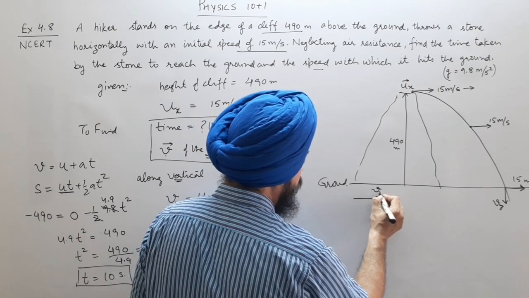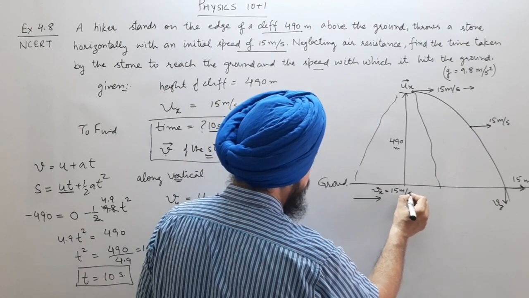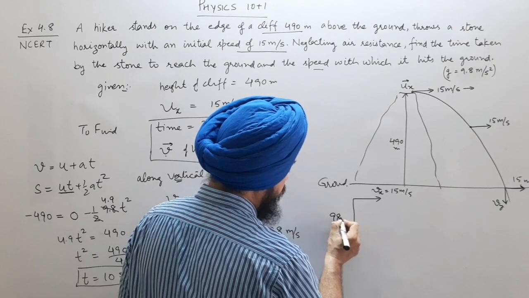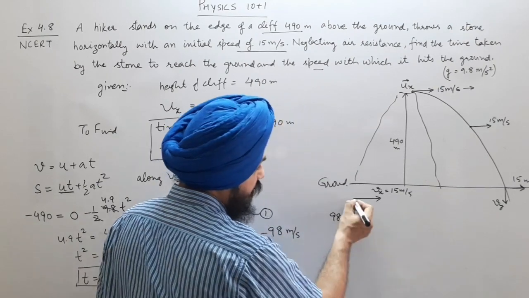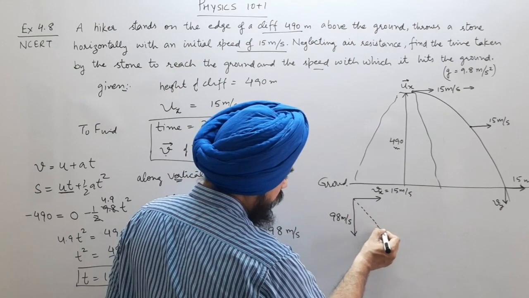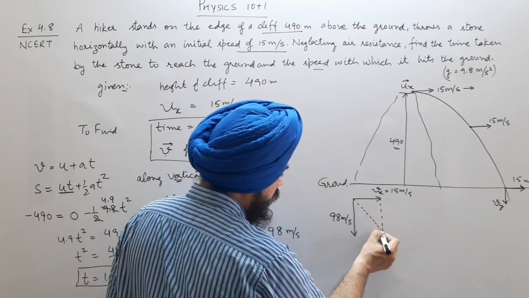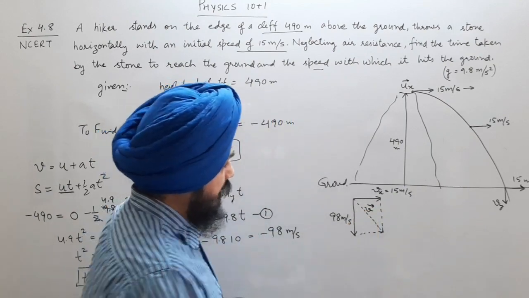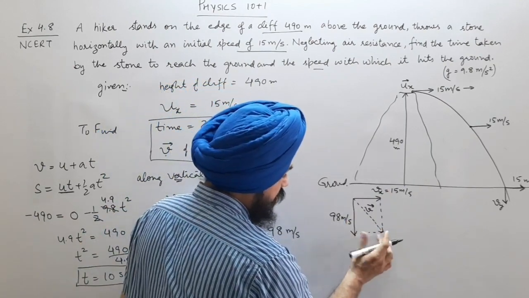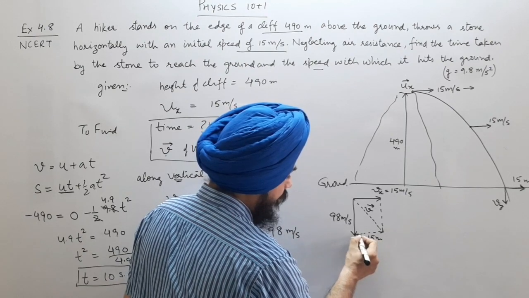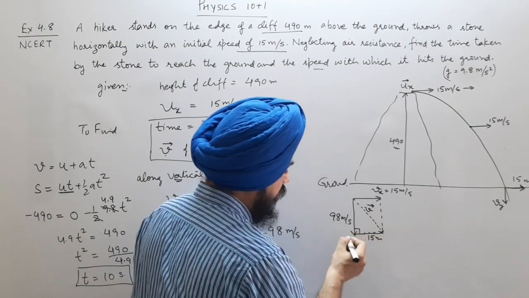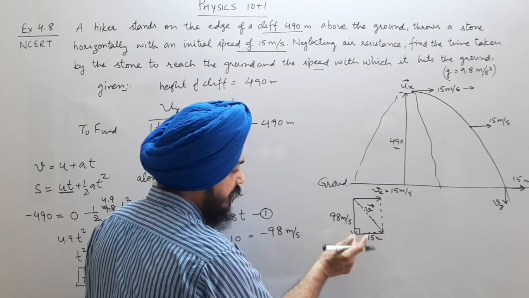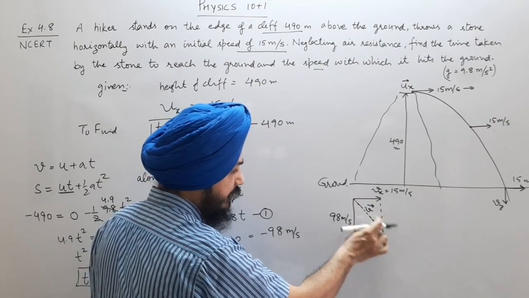Final velocity along x-axis is 15 meter per second. Final velocity along y-axis is 98 meter per second. And we are going to find the resultant of these two vectors, which will give me v. Okay, so if this side is 15, this will also be 15. So in this right angle triangle, one is base and one is perpendicular. So we are going to find the hypotenuse.